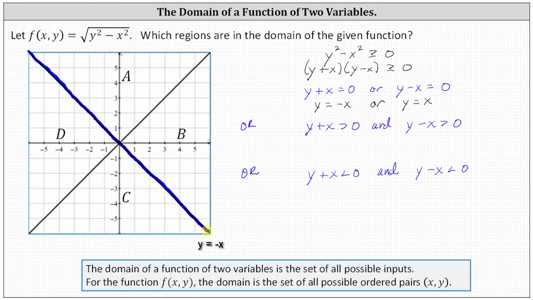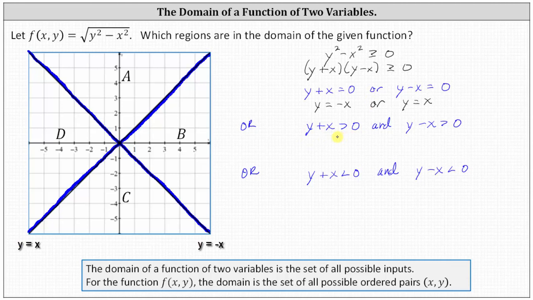All the points on this line would be when y plus x equals 0, and therefore the product would be 0, satisfying the inequality, or all the points on the line y equals x, which of course is this line here, where the vertical intercept is 0 and the slope is 1. So all the points on these 2 lines would be in the domain. And now let's go to the first compound inequality.